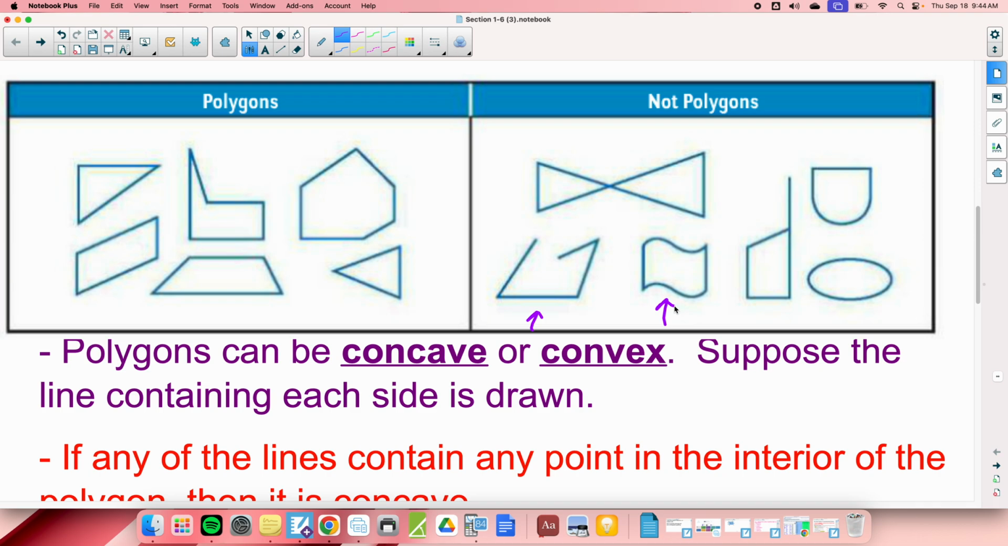So if we look through this list of things that are not polygons and talk about why they're not, this first one here is not a polygon because it's actually 2 polygons. It's 2 triangles. This one here is not, why? Curved sides. This one we talked about is not closed. This one has curved sides. This one is not because of this extended side. That's not part of the polygon, that's why. And this one again, because of the curved sides, okay?